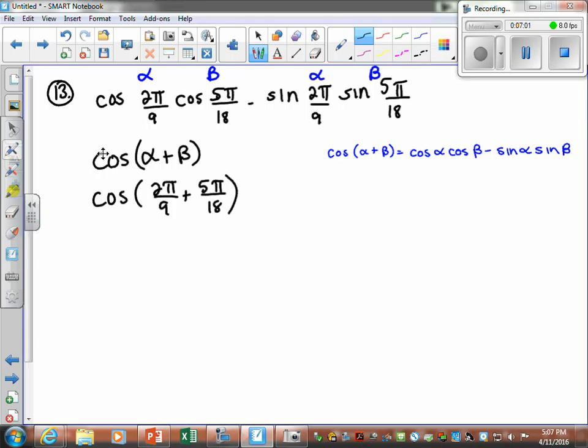Get a common denominator there and simplify, which would give us cosine of 9 pi over 18 once we got a common denominator, which simplifies to pi over 2. Okay, you can do the scratch work for that on the side. And so what is the cosine at pi over 2? Just 0. Good.